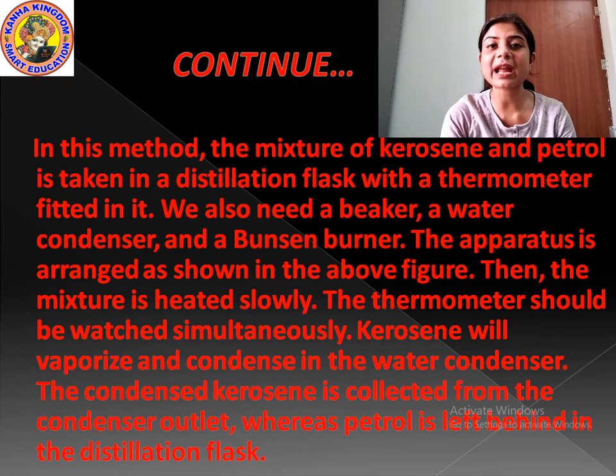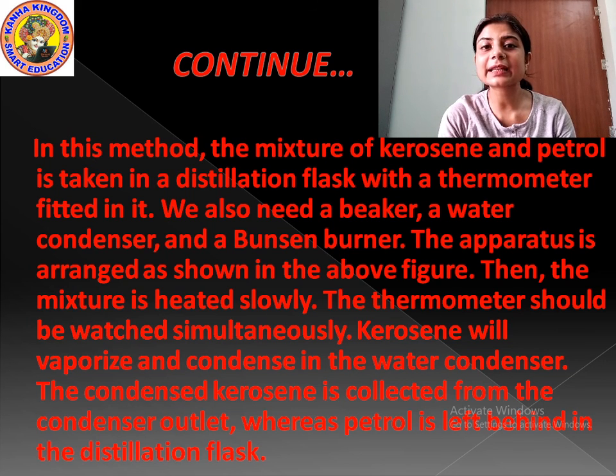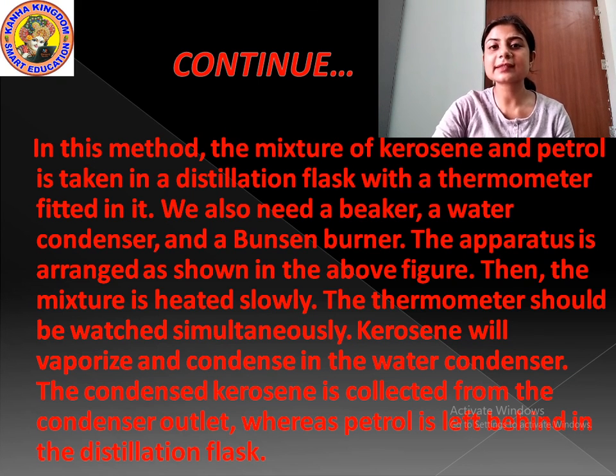The kerosene will vaporize first as it is lower in density, so it will flow through the condenser, and the condensed kerosene will be collected from the water condenser. The petrol will be left behind in the distillation flask. This is how you can separate the mixture of kerosene and petrol.